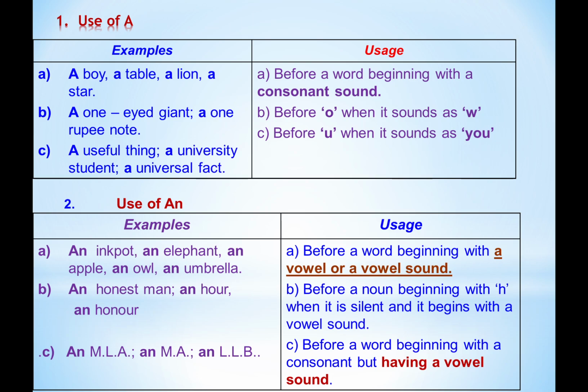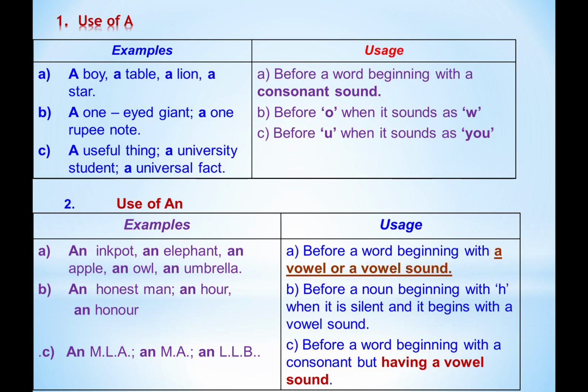Use of "an": an inkpot, an elephant, an apple, an owl, an umbrella, an honest man, an hour, an honor, an MLA, an MA, an LLB, an SDO, like that. Before a word beginning with a vowel sound. Don't be confused with vowel letters. In university, U is a vowel, but it doesn't sound as U. It sounds like a consonant, so we'll say a university.